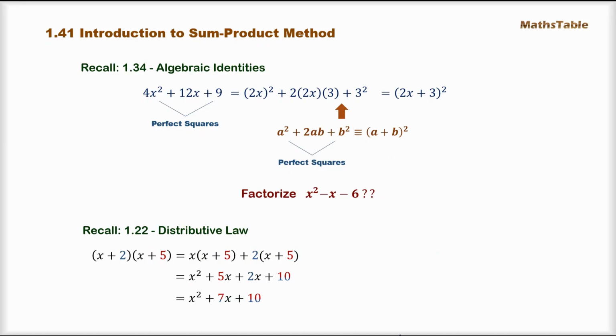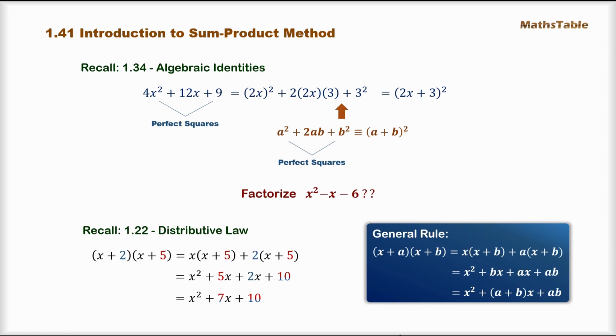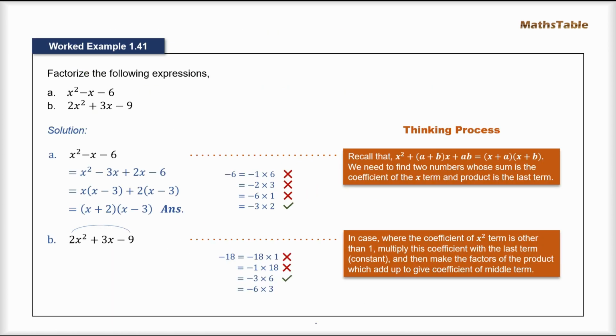In this lesson of Algebra, section 1.4, we are going to discuss the sum product method, which is used to factorize different kinds of quadratic expressions. Now, before we go into details of the sum product method, we need to first recall what we studied in the previous section 1.3 on algebraic identities.